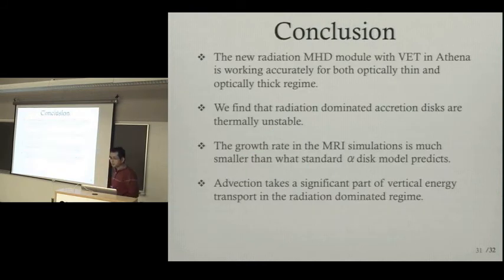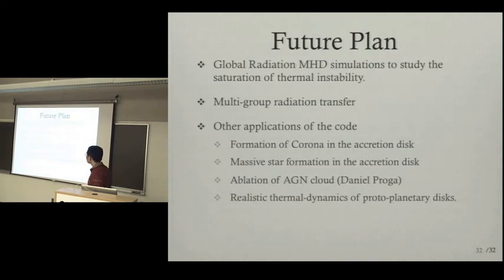So the conclusion of the disk simulation: with this new radiation code, we find the radiation dominant accretion disks are thermally unstable. However, the growth rate in the simulation is much smaller than what the alpha model predicts. And also the diffusion takes a significant part of the energy transport in the radiation dominant disk.